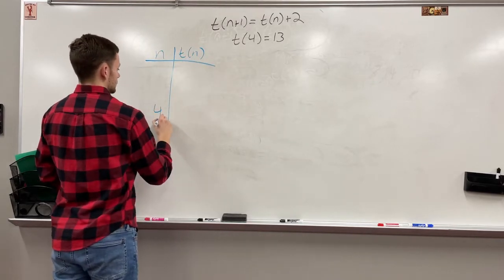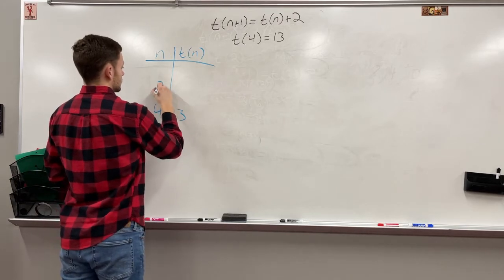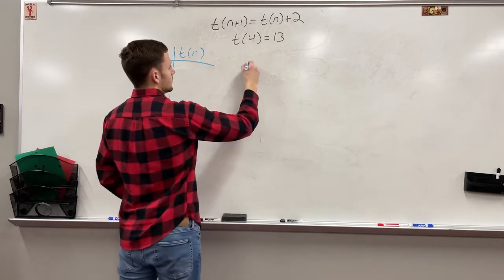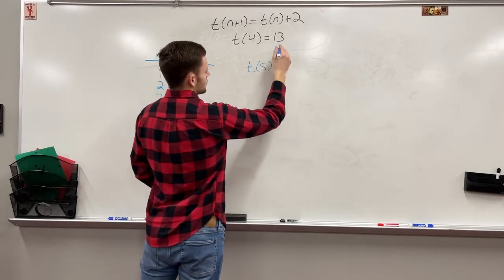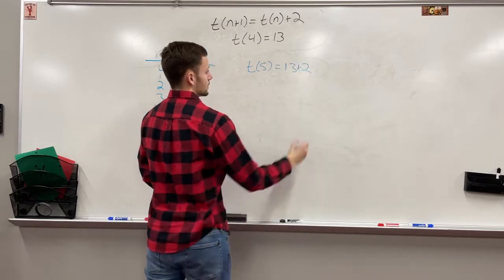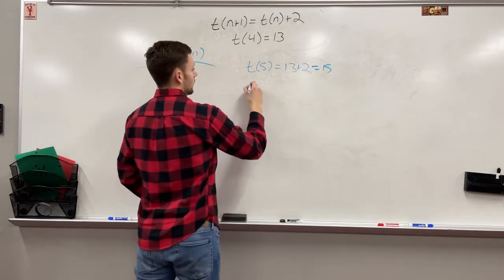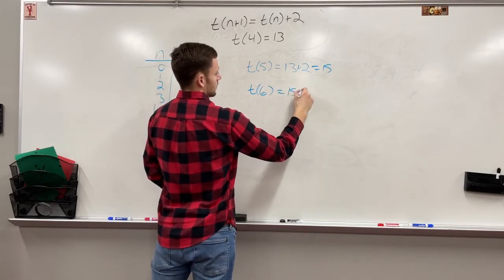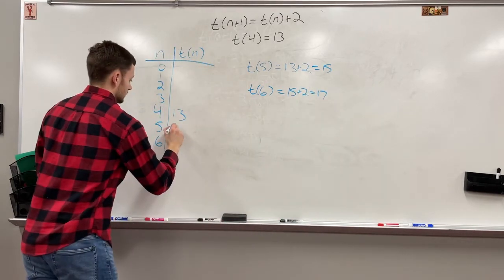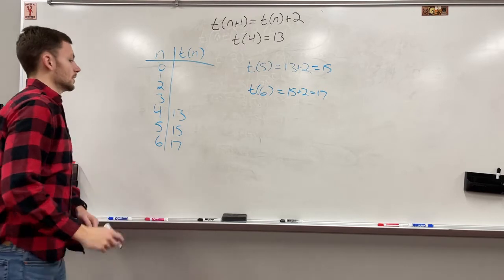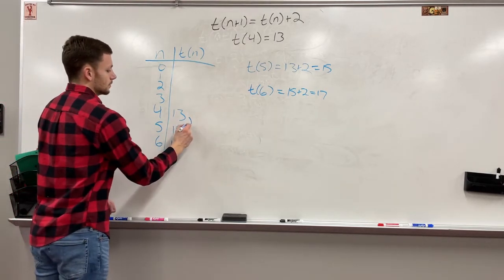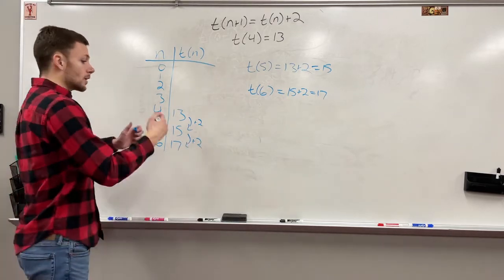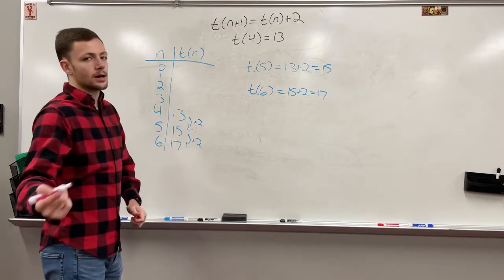So I already know that my fourth term is 13. So if I know my fourth term is 13, then I know that t of 5 equals 13 plus 2, which is 15. And I know that t of 6, so the next term, equals the previous term, 15 plus 2, which is 17. And so if I look at my sequence, it looks like my common difference is plus 2, because every time I move to the next term number, I'm adding 2. So to go backwards, I want to subtract 2. So that way my common difference looks the same throughout.